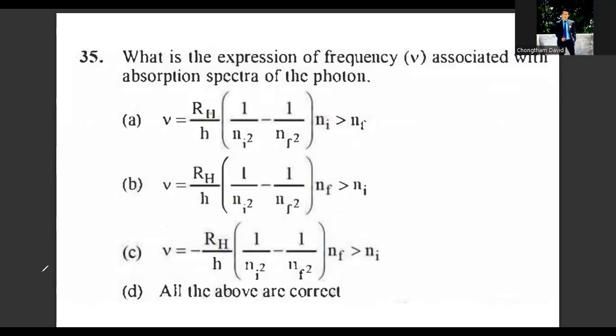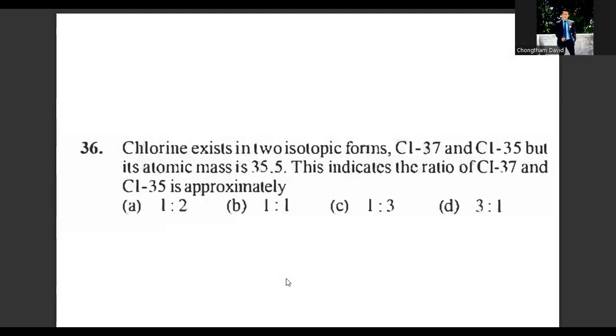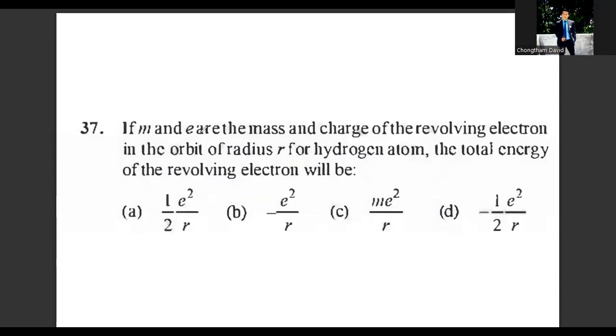Let's read question number 36. Chlorine exhibits two types of isotopes, 37 and 35, but the atomic mass is 35.5. What is this indication? Okay, this indicates the ratio of chlorine 37 and 35 is approximately in what ratio? It indicates 3:1 ratio.